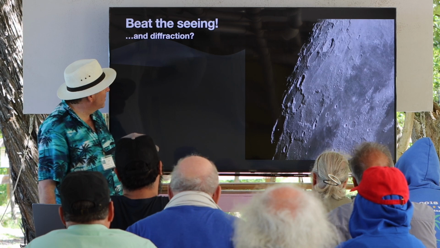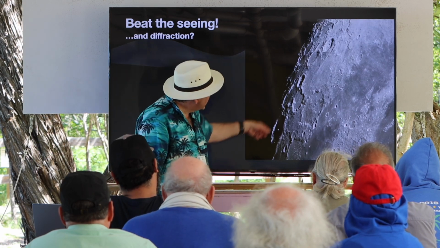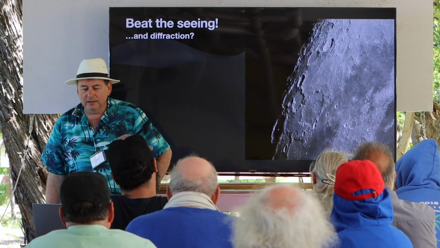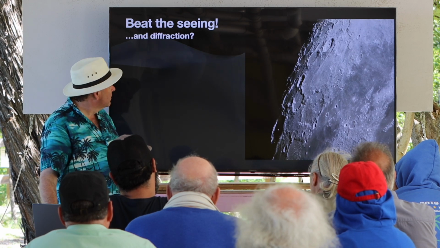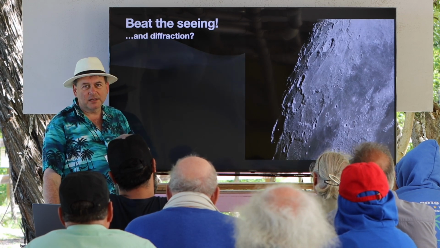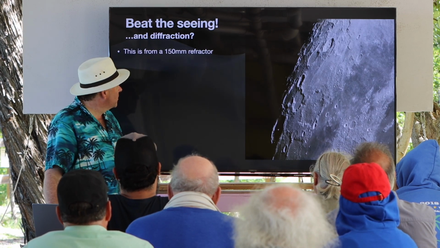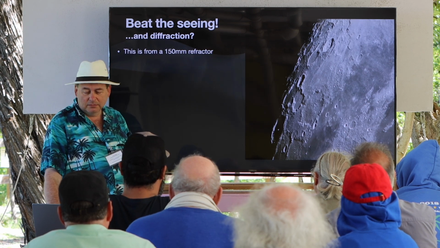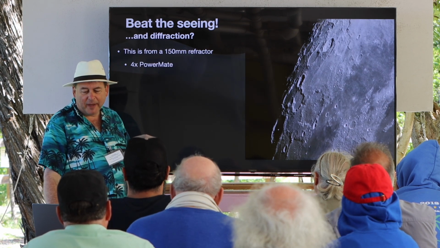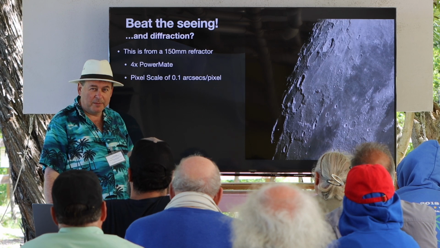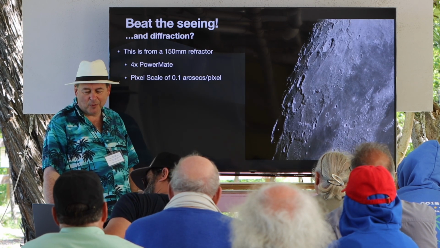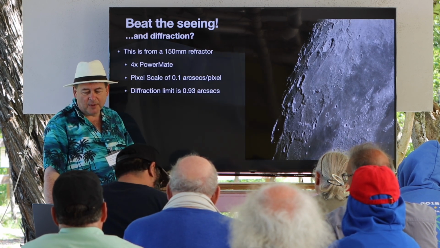So here is one of my best shots. I shot with the moon straight overhead, 0.1 arc seconds per pixel. This was with a 150 millimeter refractor and a 4x power mate. It's kind of like a fancy Barlow. I'm not going to get into the differences, but there is an important difference. And so, very small pixel scale.